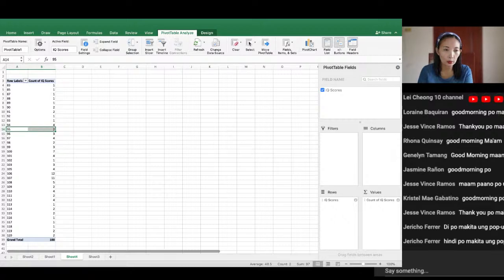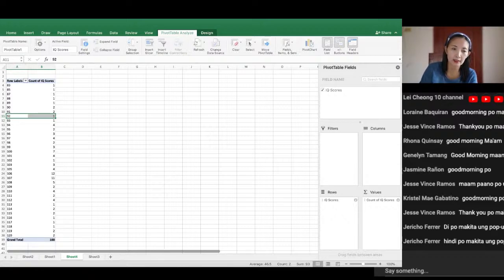So what are we going to do next? We have to choose, or navigate along the row labels, any of these values, choose one, and then right click, and then go to group. Take note that we are to start with 83 and end at 120, because those are the lowest and highest scores. And our By here means our class interval.